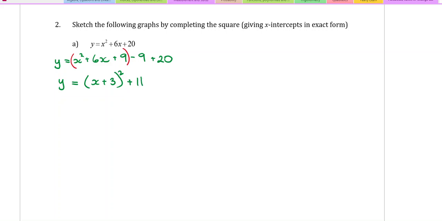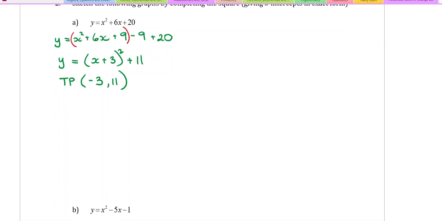Okay, so now it is in the turning point form for a parabola. That means that I can read off the turning point. From the bracket, I get x equals negative 3, and then the 11 from the end is the y value of my turning point. Okay, next I would like to find my intercepts.